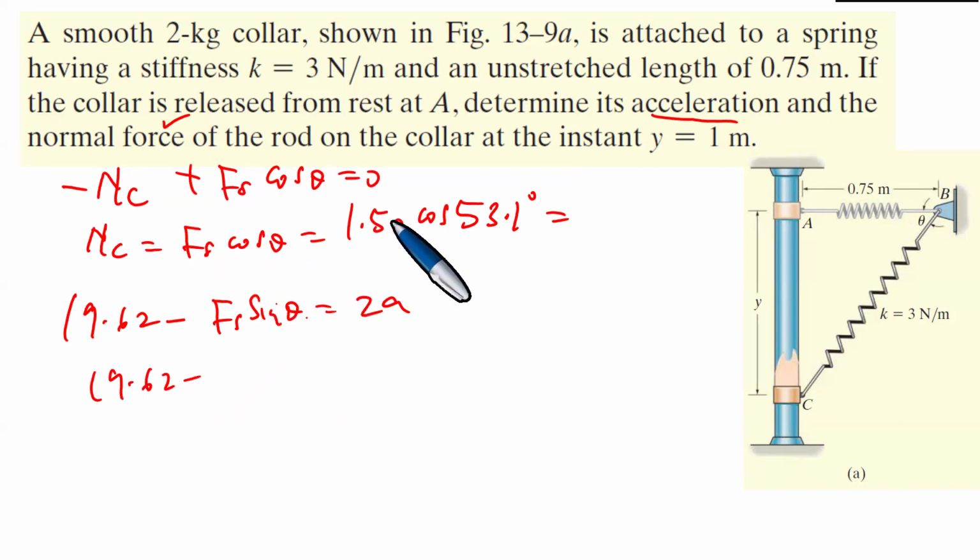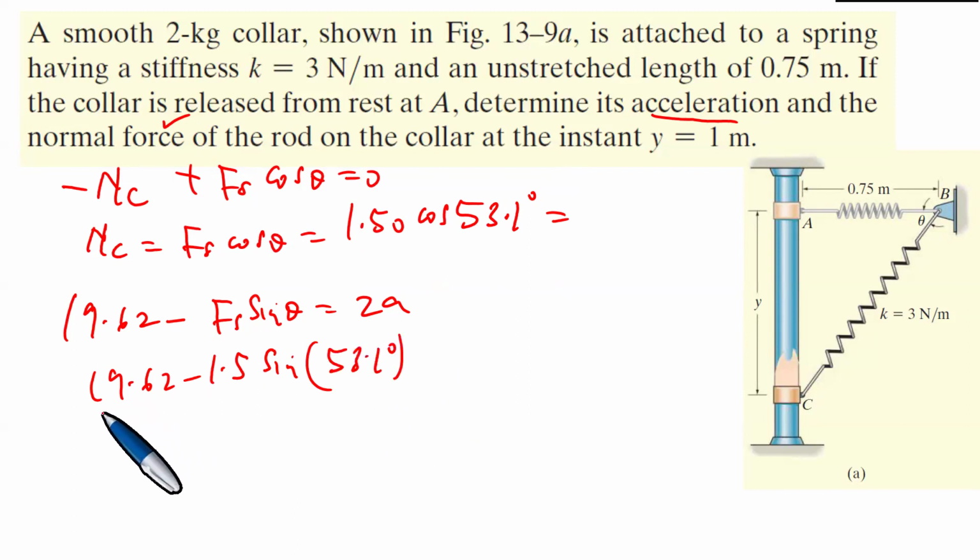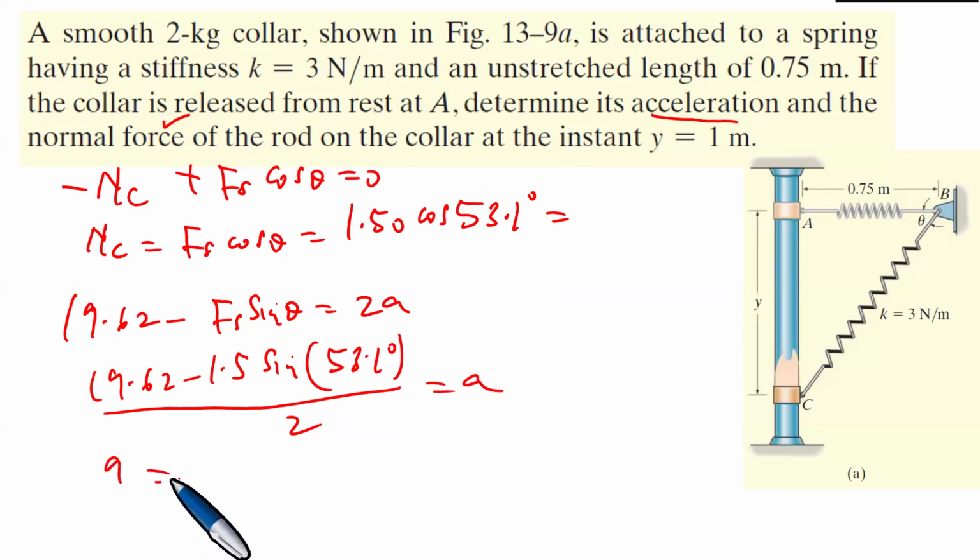So 19.62 minus FS. What is the spring force? 1.5. The sine, what is the angle? Theta is 53.1. We need the acceleration, so we can just divide by 2, and then we're going to get the acceleration. So, yeah.